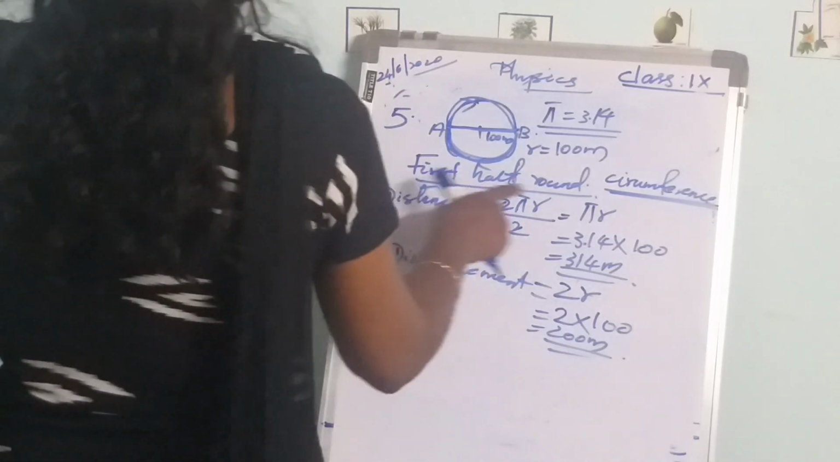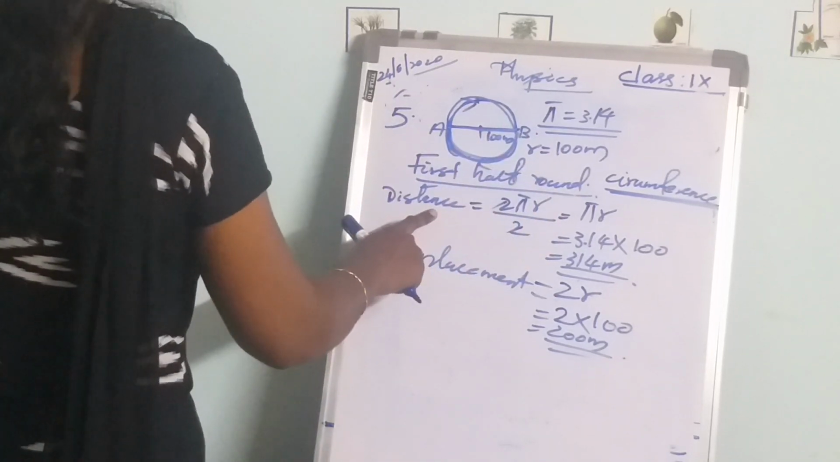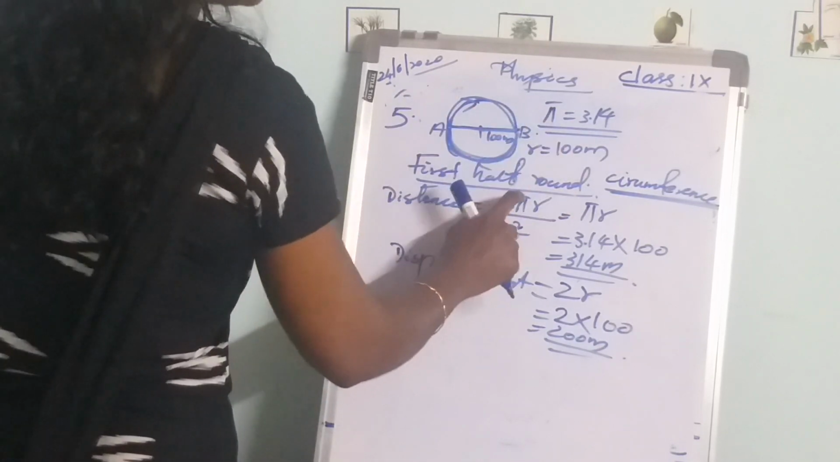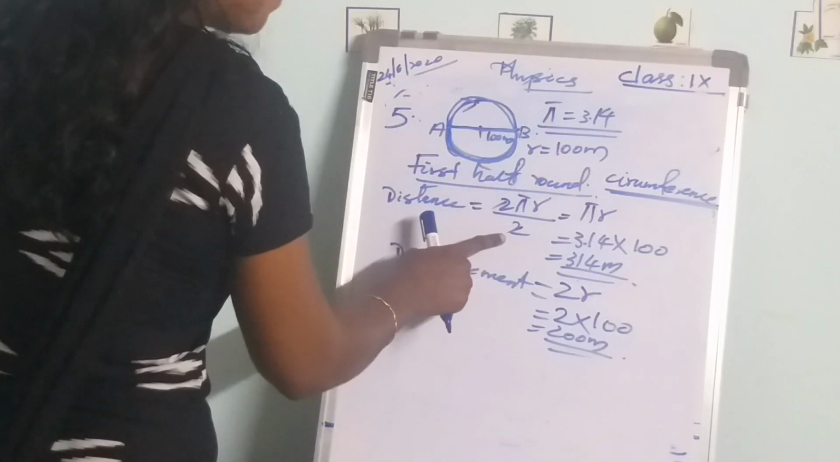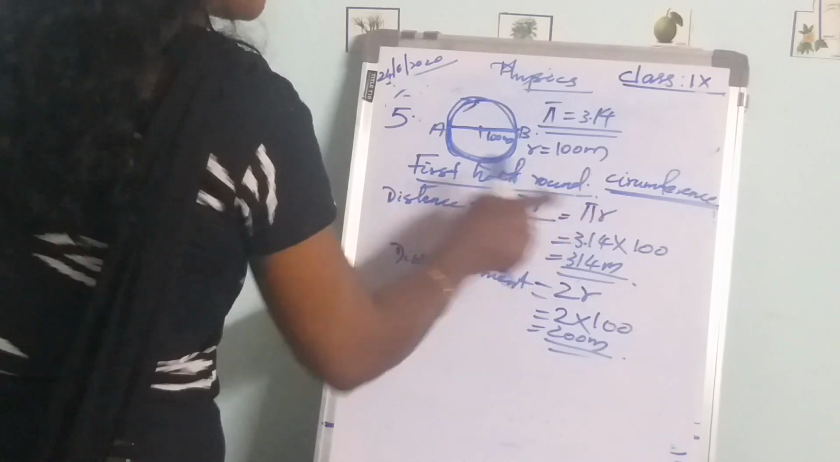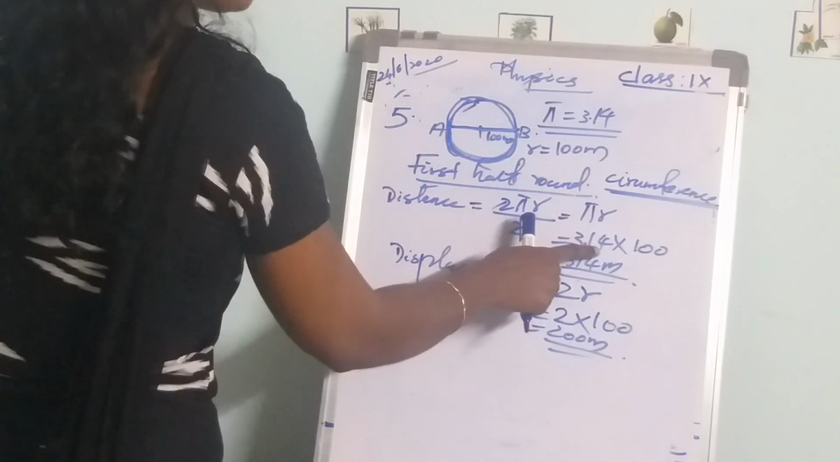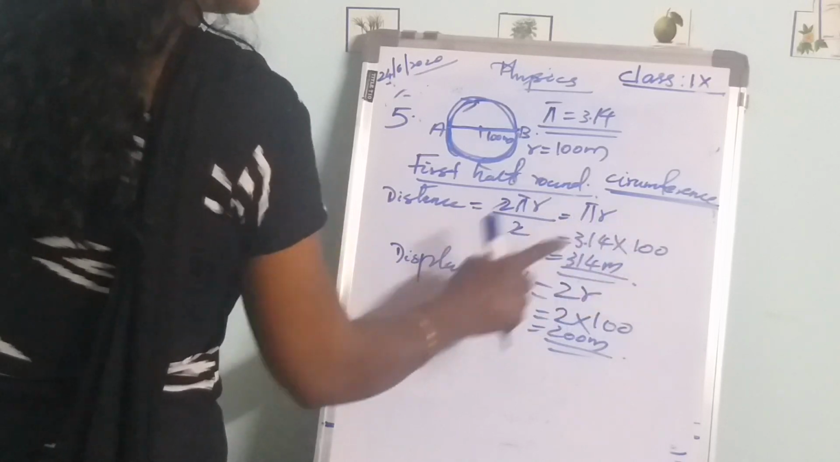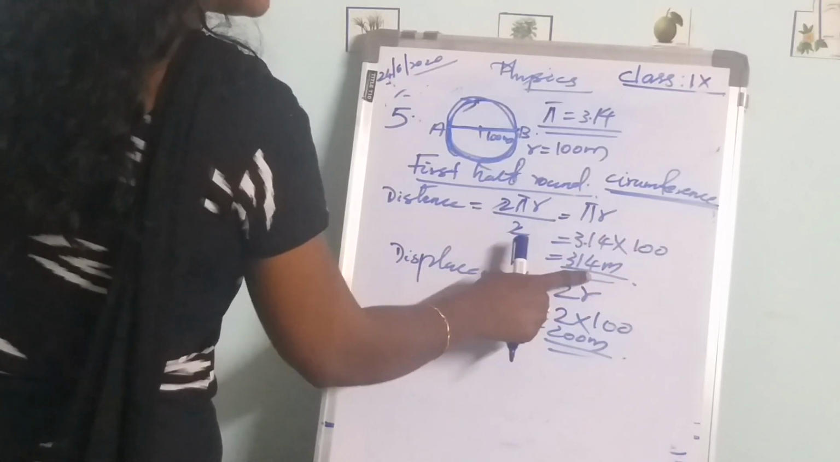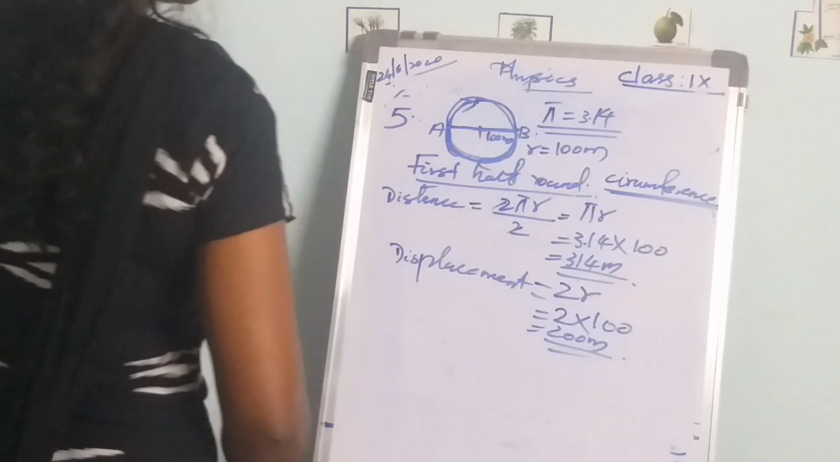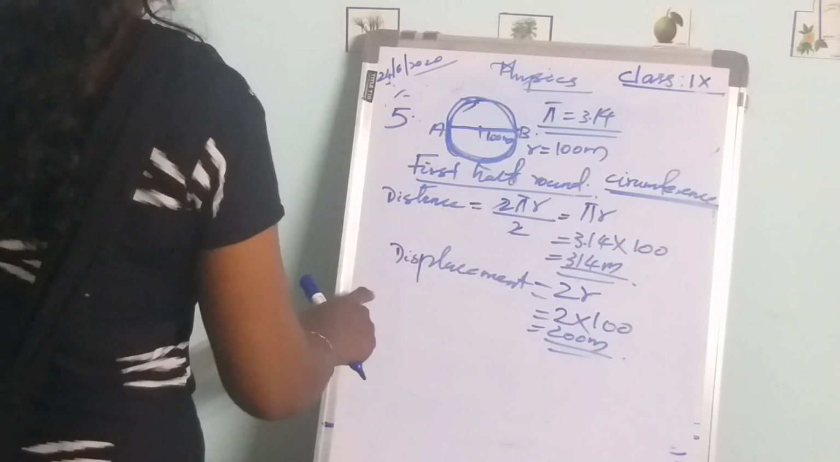So during the first half round, the distance is half of the circumference. The circumference is 2 pi r, so 2 pi r divided by 2, the 2 cancels and we get pi r. The value of pi is 3.14 and the radius is 100, so 3.14 into 100 gives 314 meter.